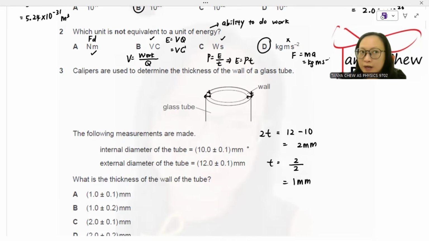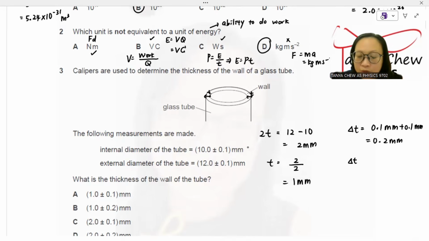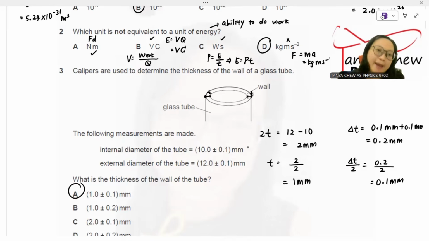Now, when an absolute uncertainty is given, you just find your delta t. When you deal with subtraction, you have to add up the absolute uncertainty. So I get 0.2 mm. That is for two thicknesses. I only want one thickness, so I take delta t divided by 2. I get 0.1 mm. So the answer is A.